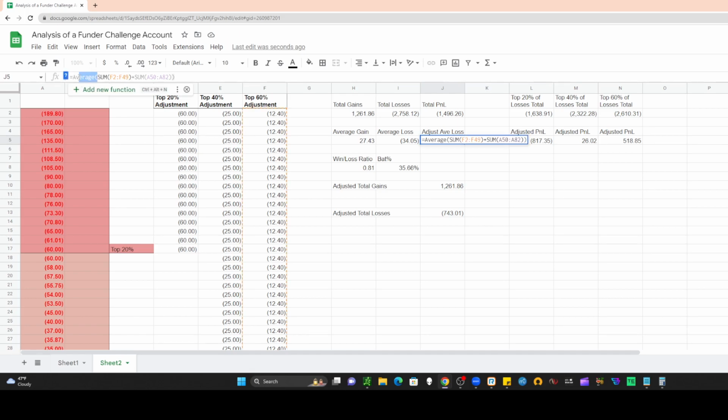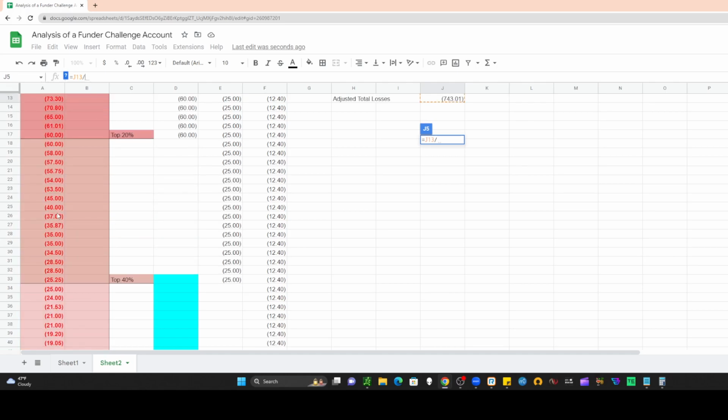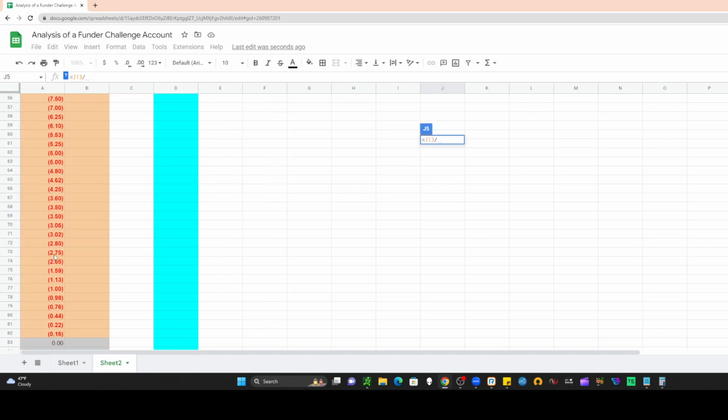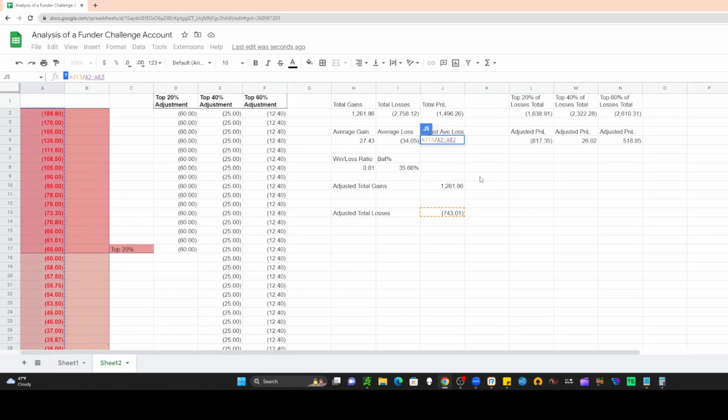So let's just do this. Sum, let's get rid of the average. Sum this equals, right? Okay. And that's not the average loss, that's the total loss. We'll just divide that. Let me get rid of this and I'll say this divided by the number of losses. So to figure that out, I'll have to basically just do a count of these, which I can't do in the formula. Let me just count them now.